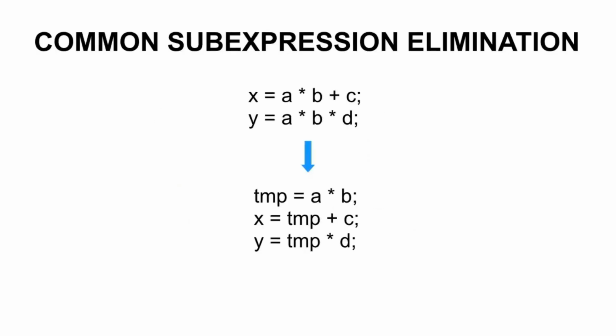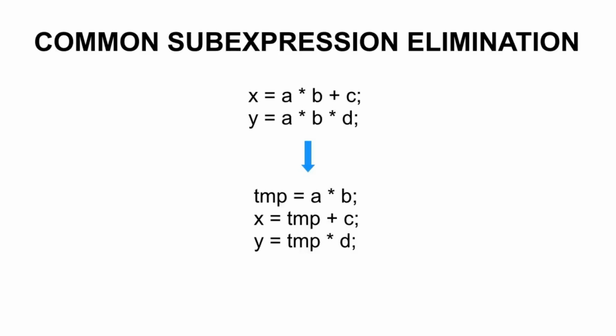Here's an example of x equals a times b plus c, y equals a times b times d. And we can see that there's a common subexpression a times b. So maybe we could avoid doing that multiply multiple times. We could say temp equals a times b, x equals temp plus c, and y equals temp times d. And we'll get equivalent results. And a compiler does actually do this optimization.